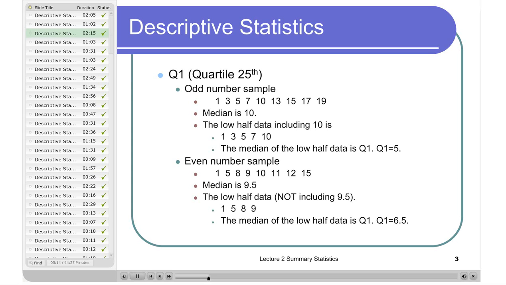So we're just going to take the average of those two numbers. 5 plus 8 is 13. 13 divided by 2 is 6.5. And so the first quartile for the second data set is 6.5.